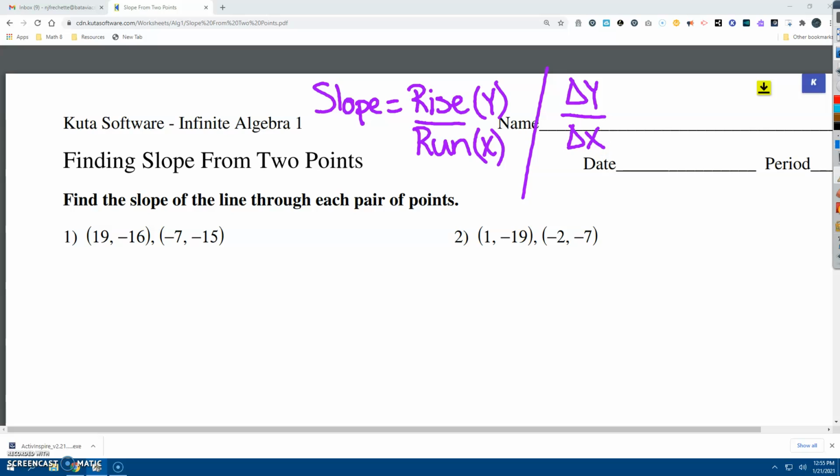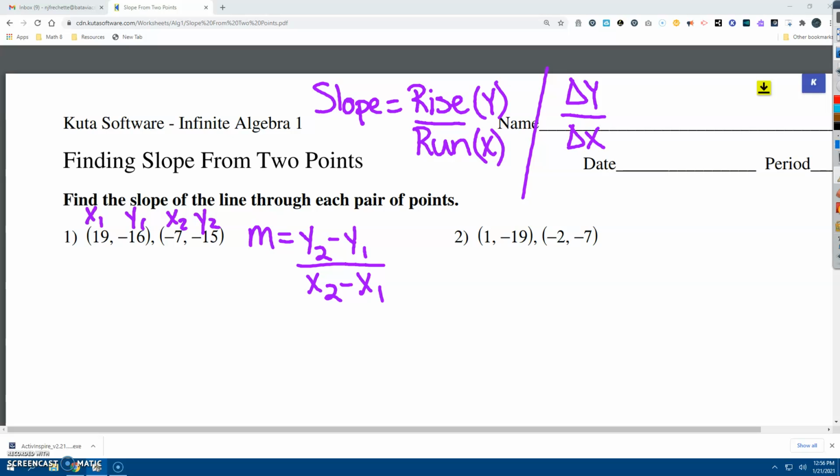And then what you guys are working on today is our wonderful formula. So our formula for this is m equals y sub 2 minus y sub 1 over x sub 2 minus x sub 1. Now that we know this formula, we can label our points. So our points right here, this would be x1, this would be y1, this would be x2, this would be y2.